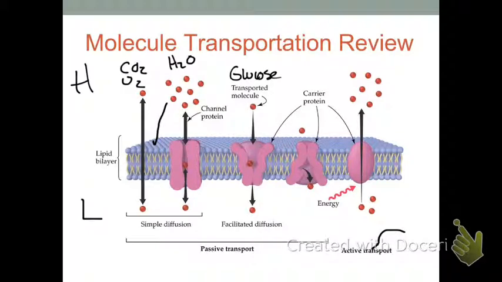Active transport is when you get the addition of energy and you're moving from a low concentration to a high concentration. You're moving against the concentration gradient. That does involve a carrier protein. That protein requires some energy, and that's active transport.